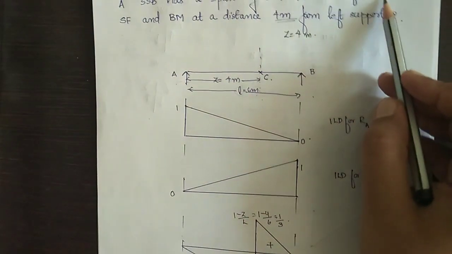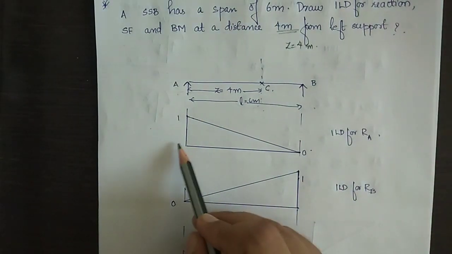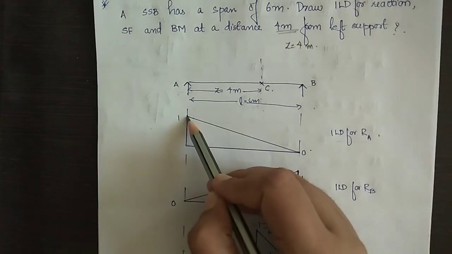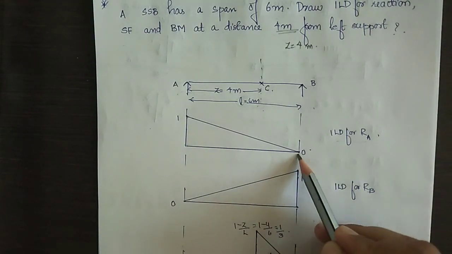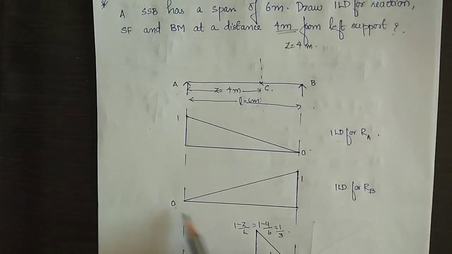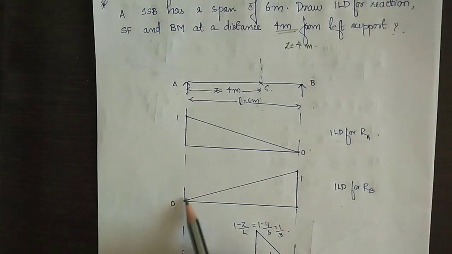So first we are going to find out the ILD for reaction. First one is ILD for RA. So at A it is 1 and at B it is 0 and so is the plot. Next ILD for RB, at A it will be 0 and at B it will be 1.